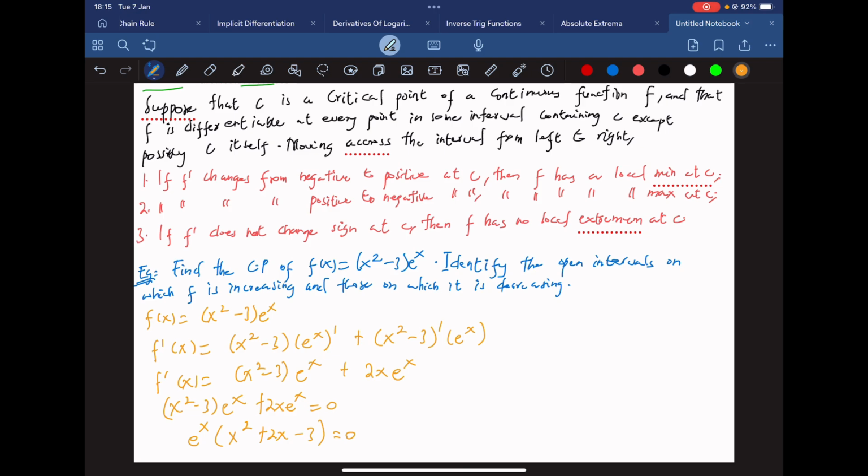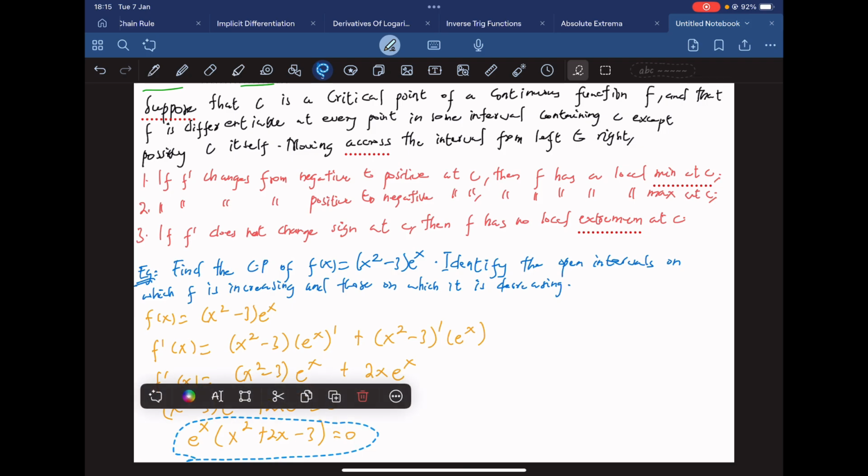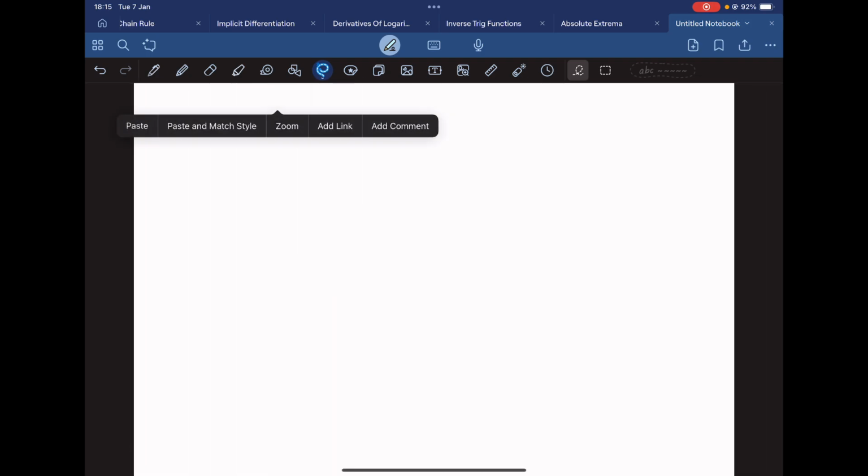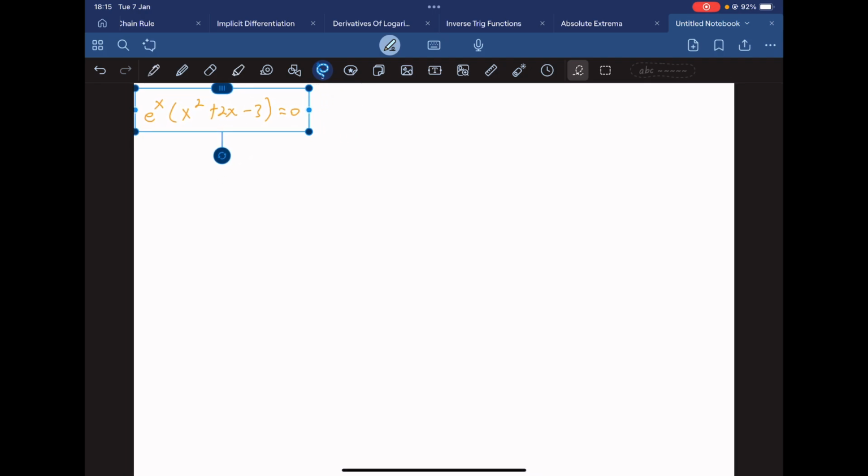So basically, let me copy this one right here. So we just have to equate this to 0. So if we do that, we are going to get a first part equal to 0 and a second part also equal to 0. That is, we are going to have e to the x equal to 0 and also x squared plus 2x minus 3 equal to 0. Now the question to ask is, whenever you have e to the x, can we have an x value that will make e to the x 0? No, we don't have such value. So over here, we have no critical point. There is no x value that will satisfy this equation right here.